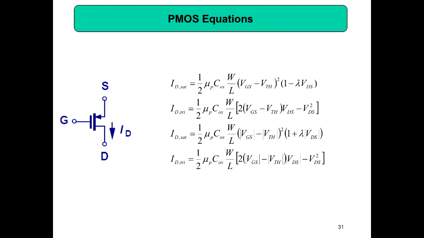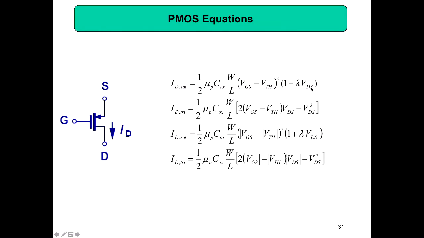So PMOS equations. The NMOS equations are equally valid for PMOS. So for the PMOS, we will write 1/2, then here the mobility of holes instead of electrons, because your channel is made of holes. Then capacitance per unit area, sorry, unit length, width, length. Then we will write VGS, not VS. So (VGS minus VTH) the whole square into (1 minus lambda into VDS).